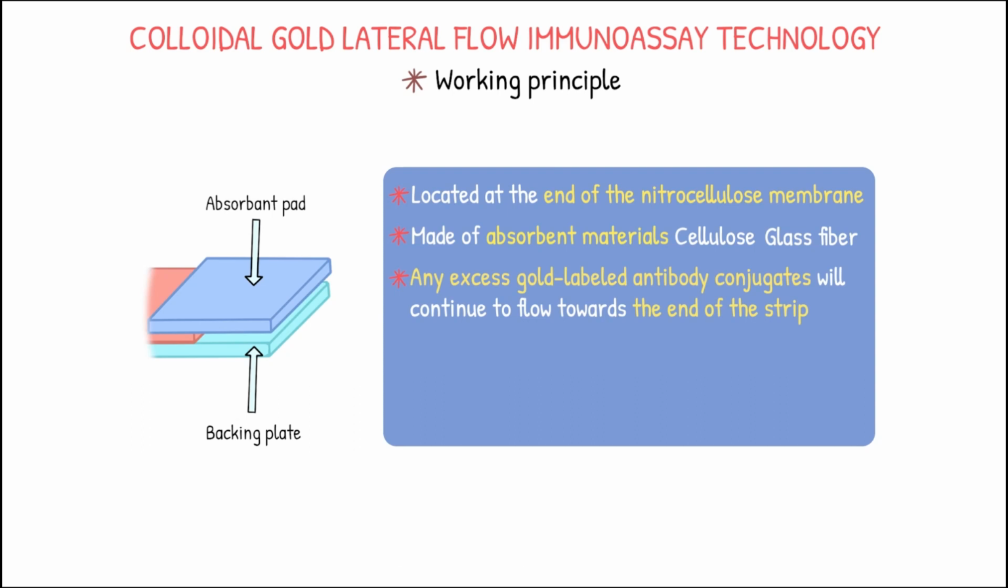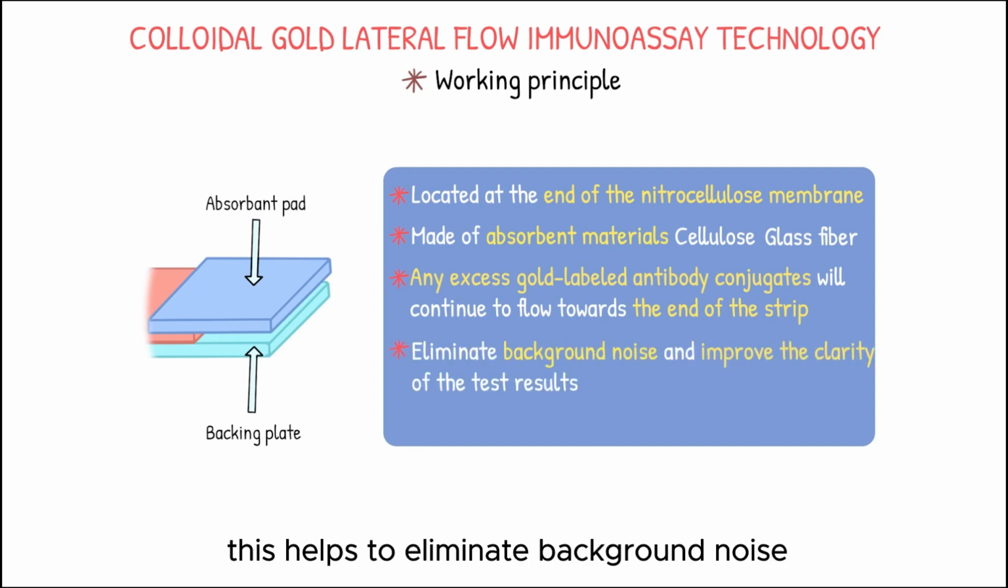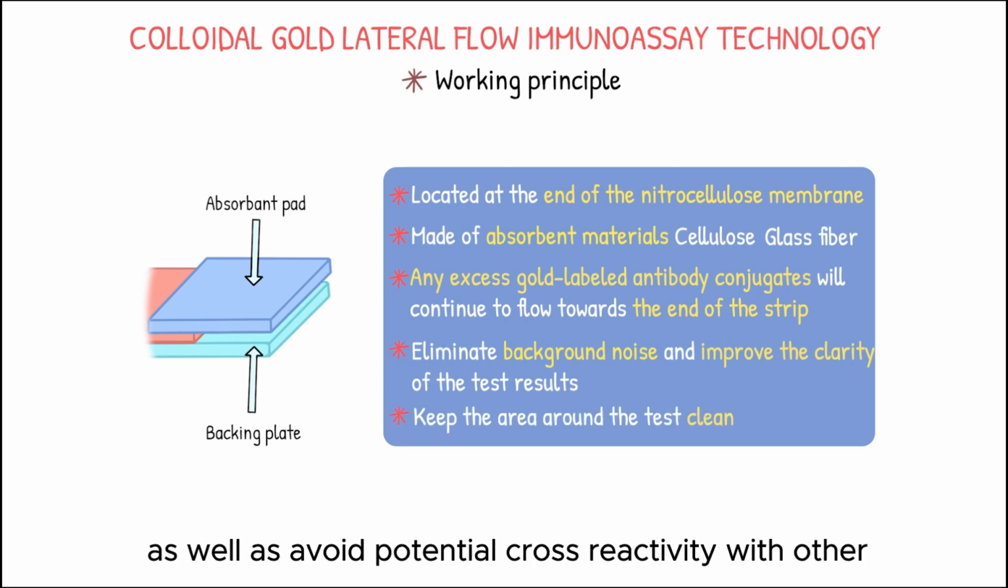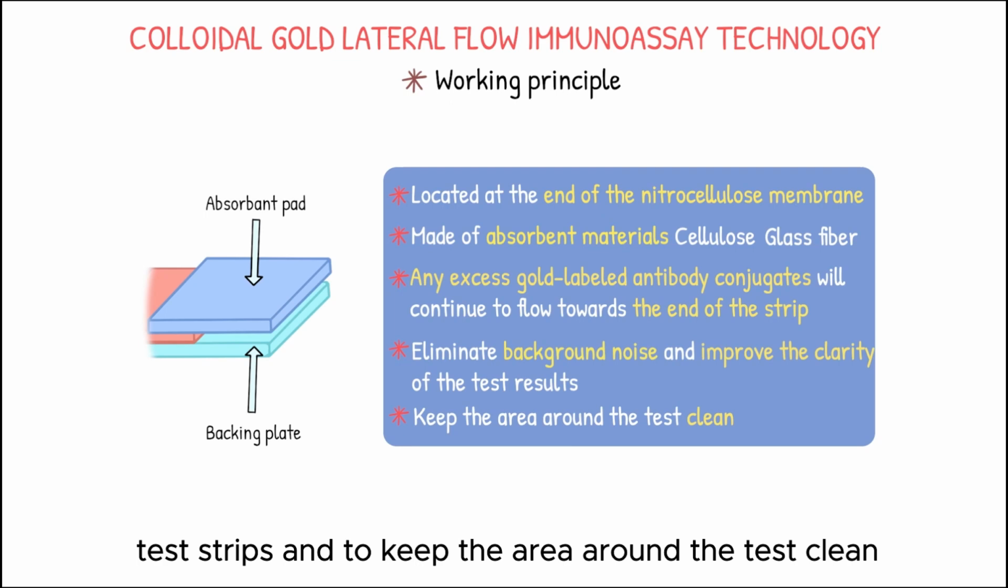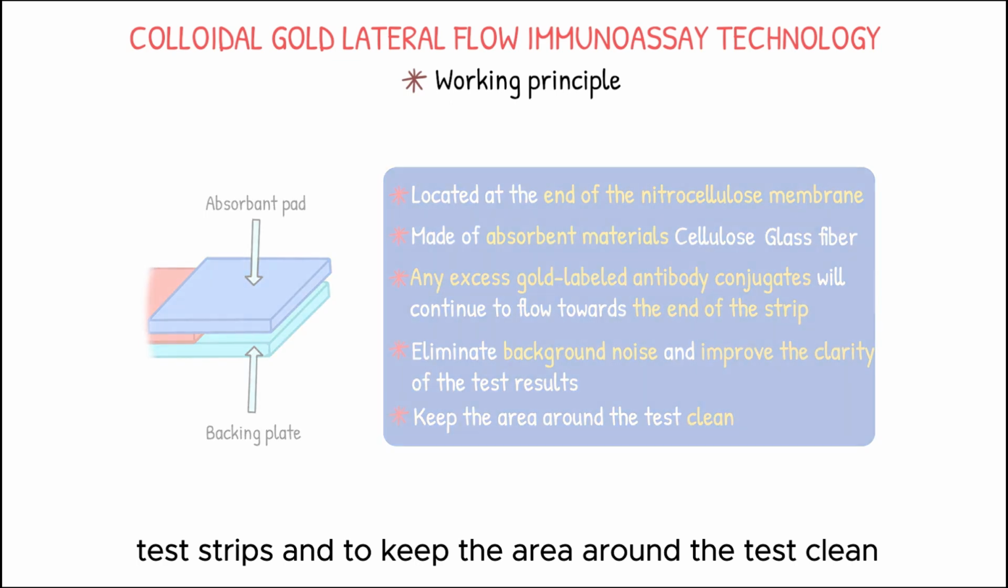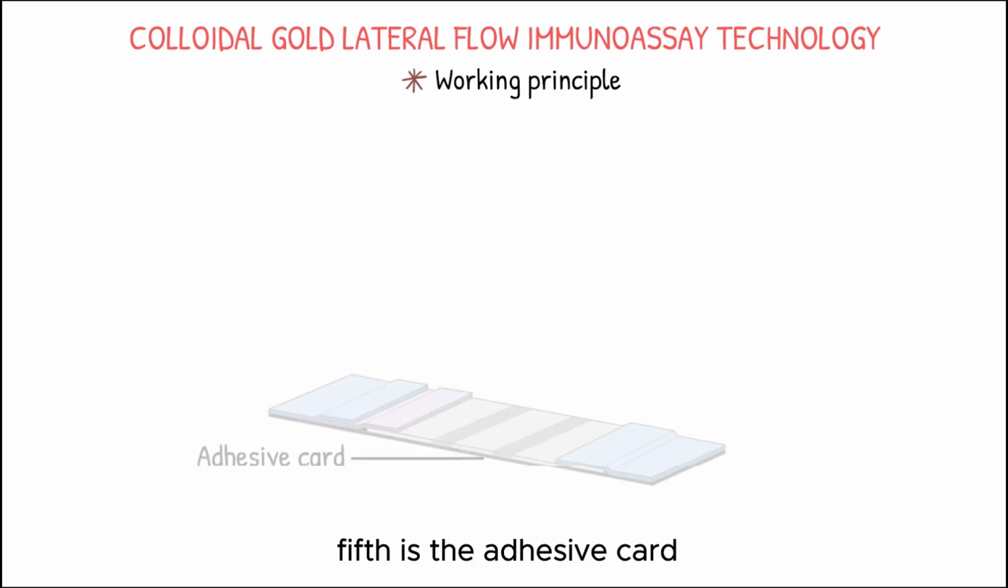At this point, the absorbing pad located at the end of the strip serves to absorb the excess liquid, preventing it from continuing to flow past the end of the test strip. This helps to eliminate background noise and improve the clarity of the test results, as well as avoid potential cross-reactivity with other test strips and to keep the area around the test clean. Fifth is the adhesive card.